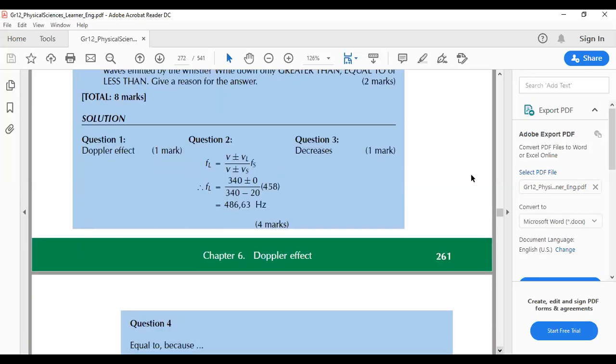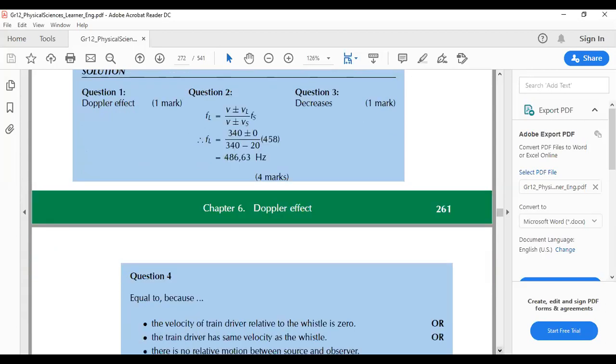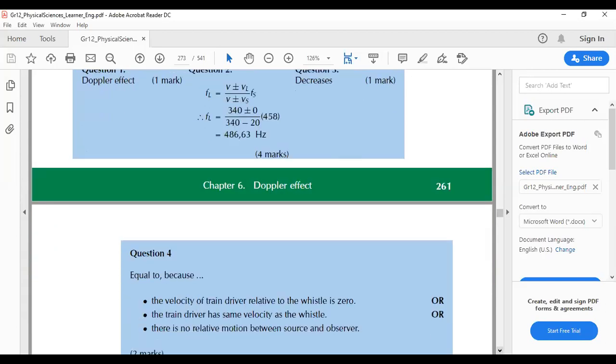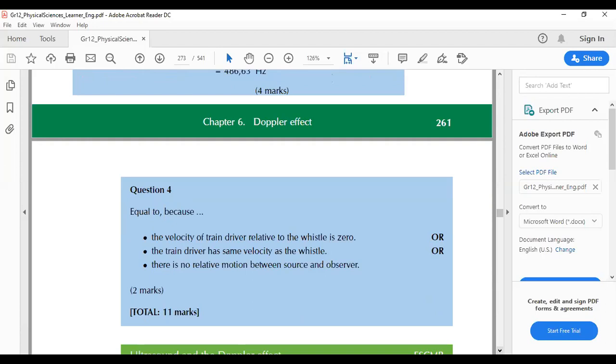So on question 4, they want to know, how will the frequency observed by the train driver compare to that of the sound waves emitted by the whistle? Okay, write down greater than, equal to, or less than. So this one will be equal to because the velocity of the train driver relative to the whistle is 0, or the train driver has the same velocity as the whistle, or there is no relative motion between the source and the observer. Okay. So yeah, this is roughly an 11-mark question.